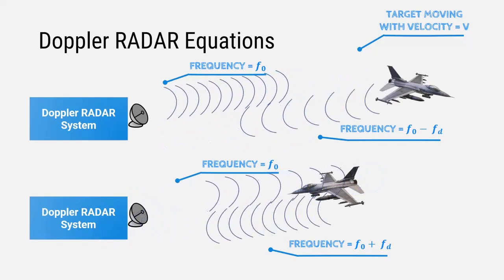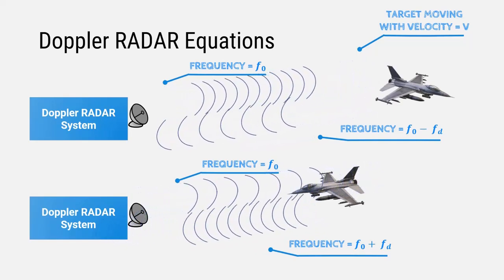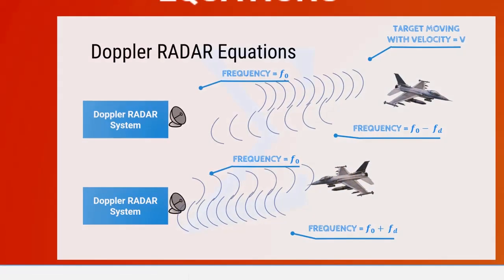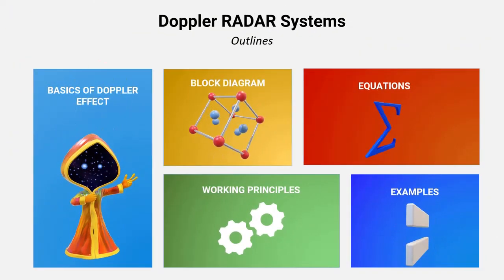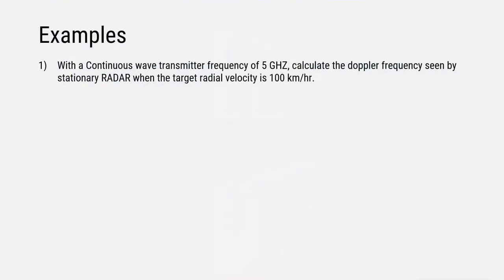Now we'll see an example to identify the Doppler frequency, how to get it from the given information. Let's say we are given a continuous wave transmitter with frequency 5 GHz. We need to calculate the Doppler frequency seen by the stationary radar when the target's velocity is 100 km per hour. The given parameters are the transmitter frequency, which is 5 GHz, and the velocity of the target, which is 100 km per hour.